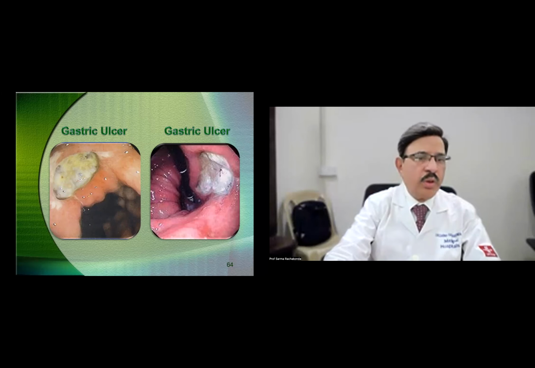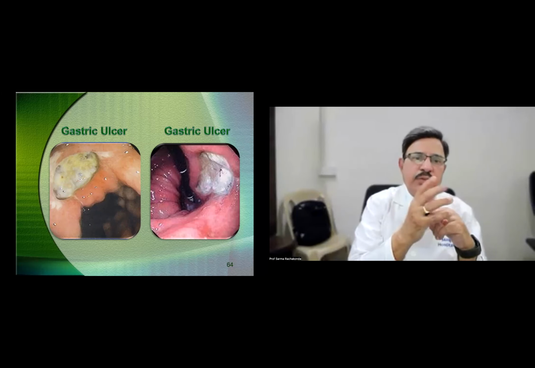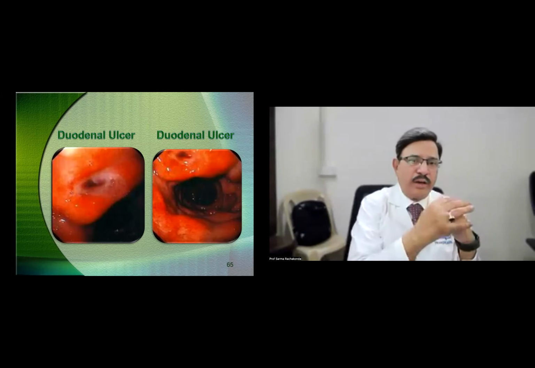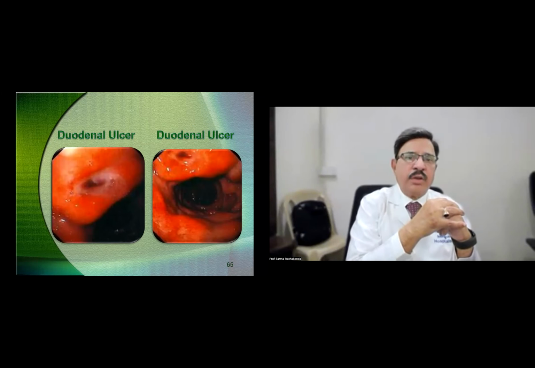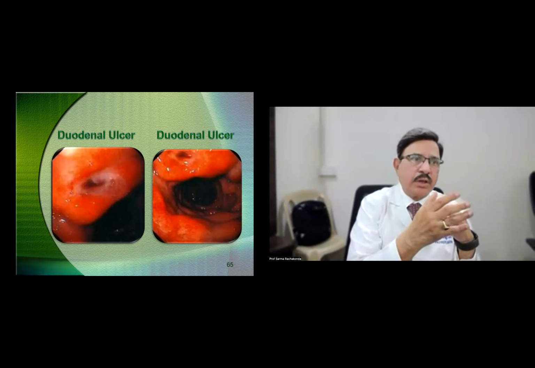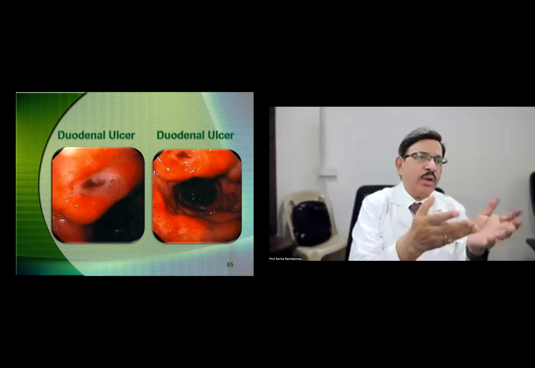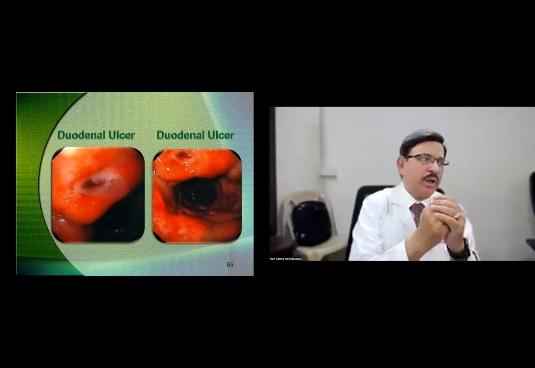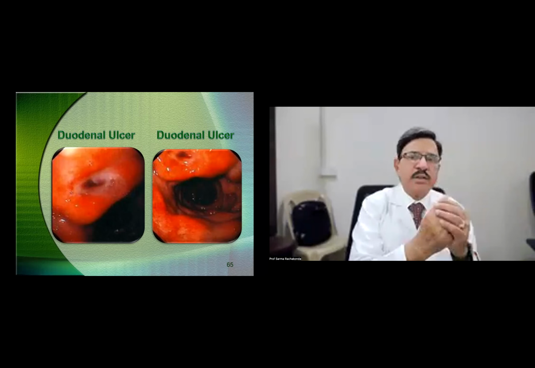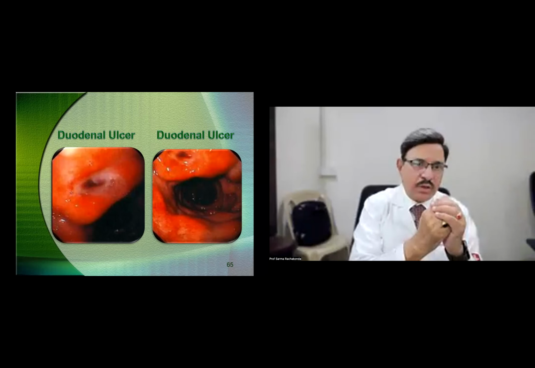Now you have the duodenal ulcers. Between the two, gastric ulcers are more malignant. Duodenal ulcers are easier to heal. Gastric ulcers are difficult to heal, because gastric ulcers are less exposed to the acid. Duodenal ulcers are more exposed to the acid and pepsin. So the duodenal ulcers heal faster compared to gastric ulcers.